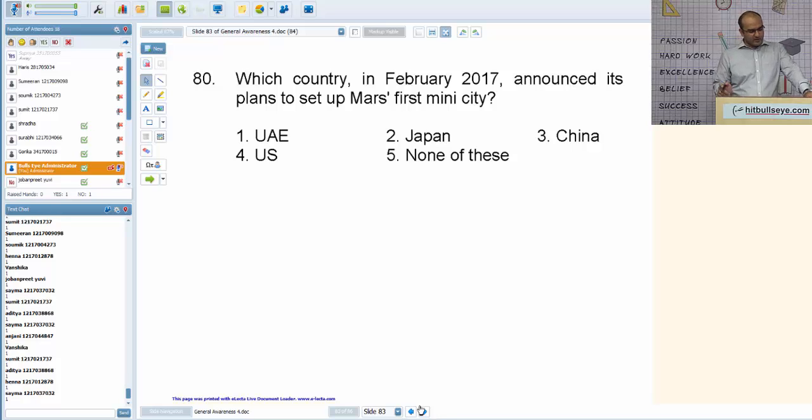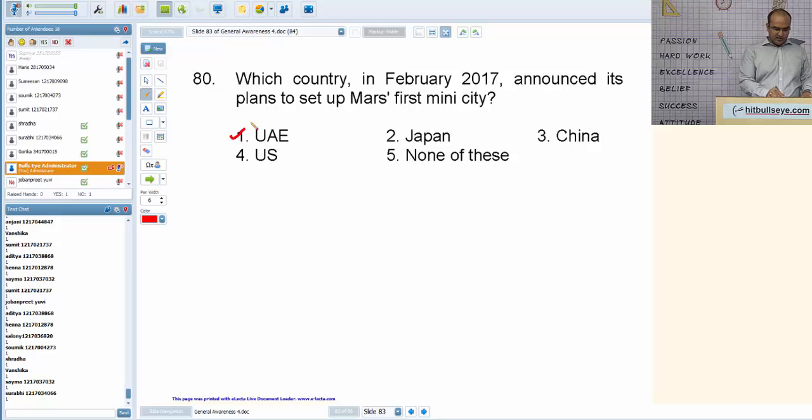Next, again a related question to an earlier question that we did. Which country in February 2017 announced its plans to set up Mars' first mini city? The correct answer is UAE.